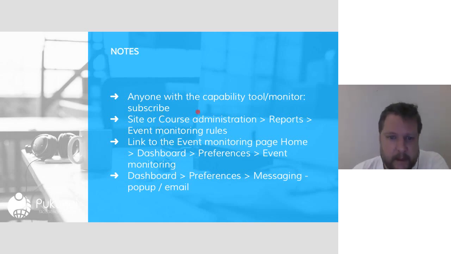Okay, the other paths on that slide are just showing you where the different areas are. So the event monitoring page is on your dashboard. So that's the user dashboard, then preferences, event monitor. And if you want to swap whether you want pop-ups or emails, that's through your messaging system settings. So same as anything within Moodle, you can decide whether you want that notification pop-up or whether you want it sent to you via an email.